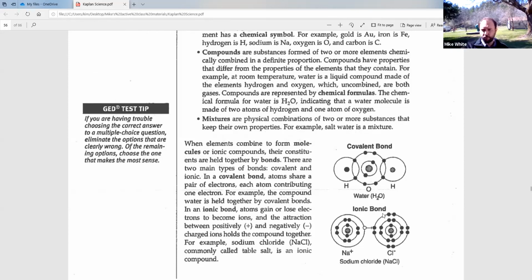But basically, the way to remember it is ionic bonds take or give away electrons from one to the other, and covalent bonds are shared. Right? So notice here, with salt, or sodium chloride, over here, sodium, which only has one electron in its outer ring, actually gives away its outer electron to chlorine, and chlorine gains an electron.